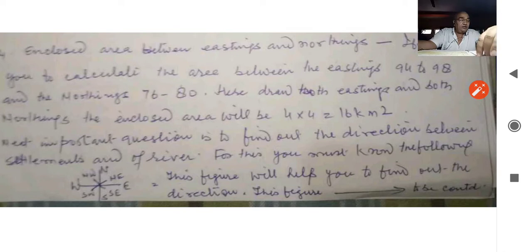Next important question is to find out the direction between the settlements and of a river. For this you must know the following figure, that is north, south, east, west. Between the north and east there is direction northeast. Between east and south there is direction southeast. Between south and west there is direction southwest. Between north and west there is direction northwest. This figure will help you to find out the direction over the topo sheet.